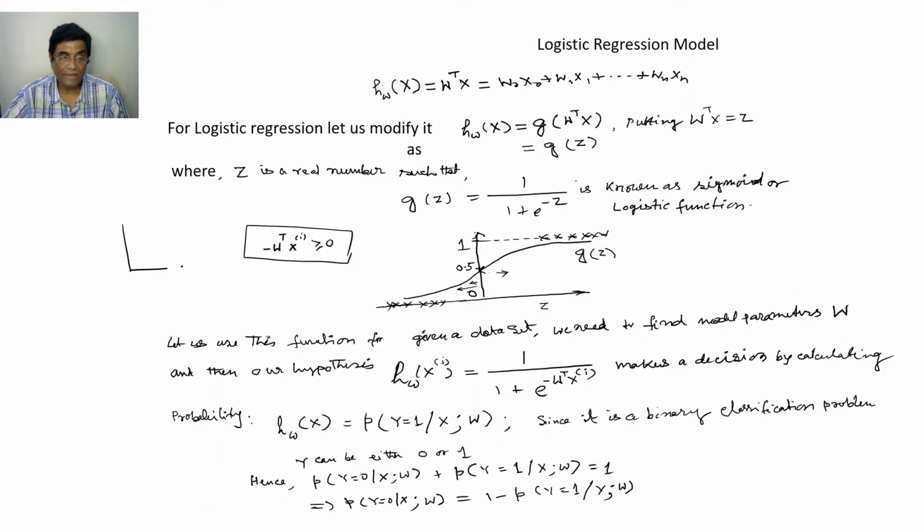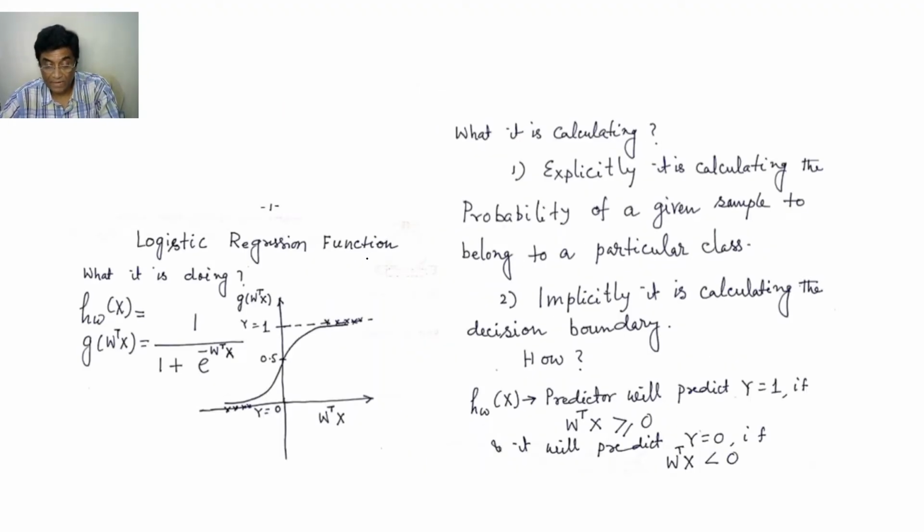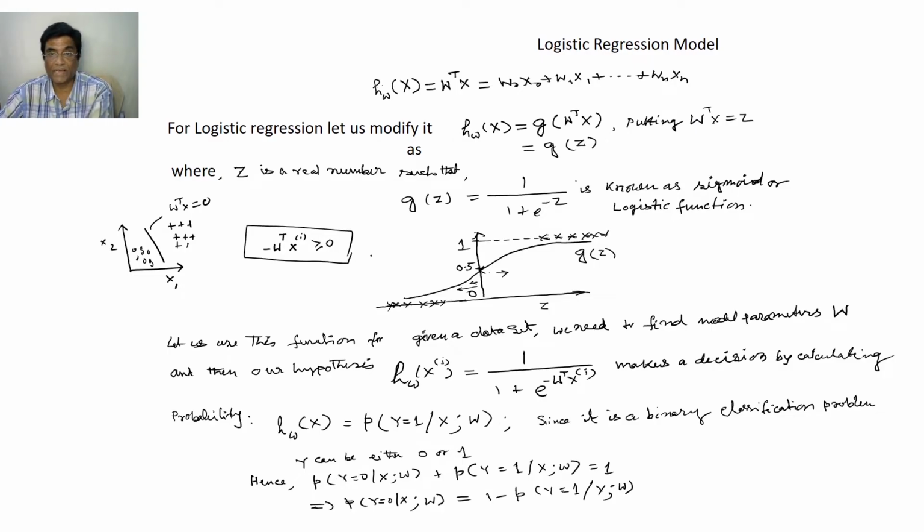Now if I have two classes, say these are all our people's houses and these are all my luxury houses, then this is giving my decision boundary. So w transpose x equal to 0 will give the decision boundary, and h is calculating the probability that a particular sample belongs to which class.